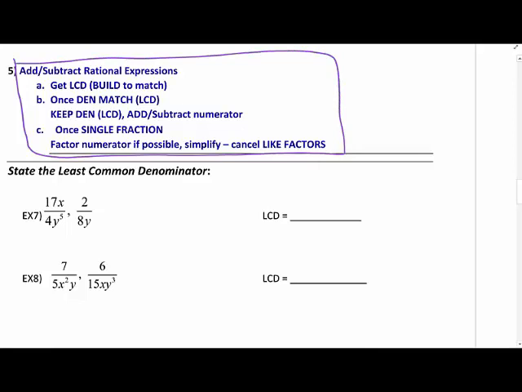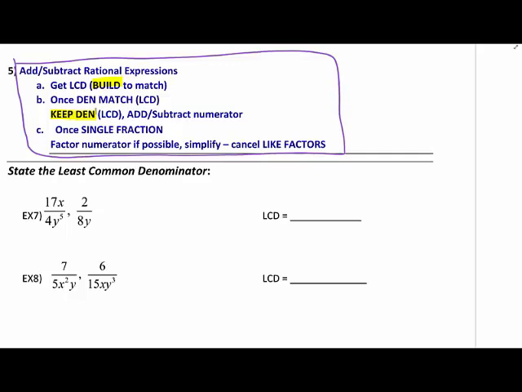First step, you need to think of it as we are building them to match. We want to get the LCDs, so we're building them to match. Once they match, we can go to step 2. Once they match, you'll notice I put the words keep the denominator, add or subtract the numerator. Once there's a single fraction, that's when we're back to what we did in the very first portion of this module, where we want to factor everything and see if it cancels.